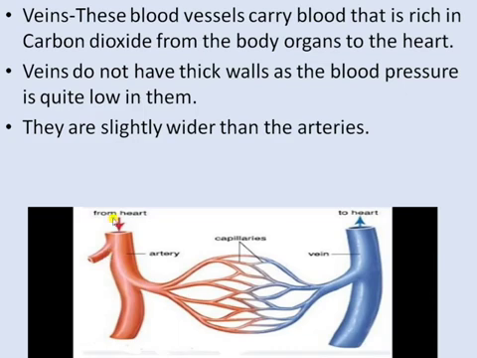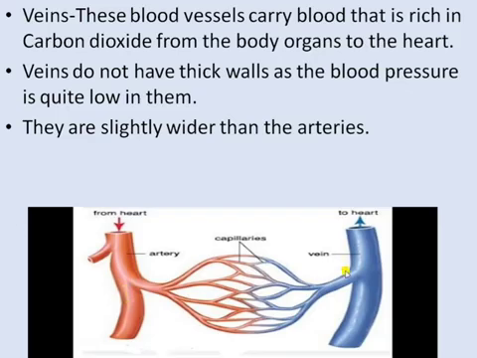As you can see here, these are the arteries. The network-like structure is the capillary, and here the blue in color is the vein. So first one is the arteries. They have thick and elastic walls because blood flows with high pressure. Arteries carry blood away from the heart to the body organs. Arteries carry the oxygen-rich blood from the heart to all parts of the body. The arteries carry oxygenated blood, and they do not have any type of valves.